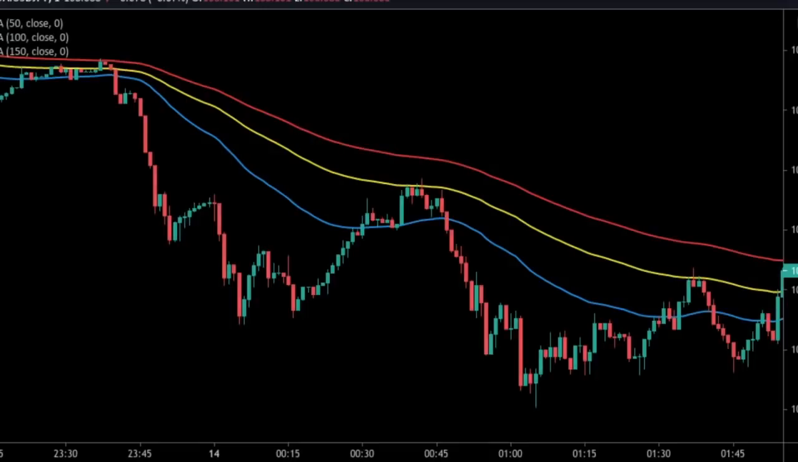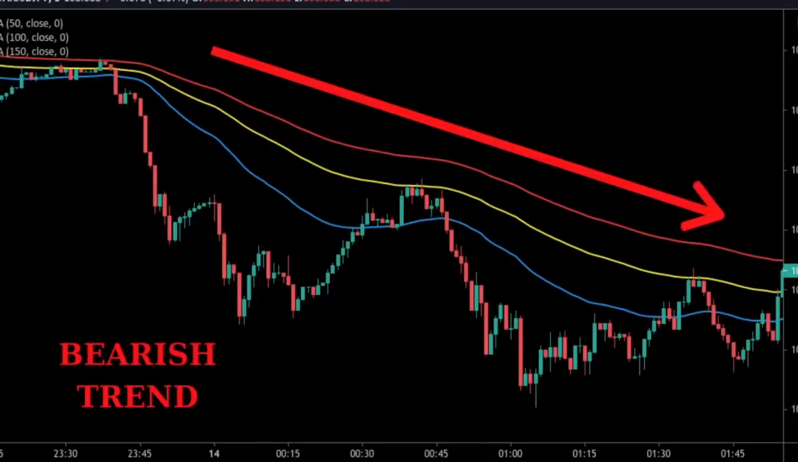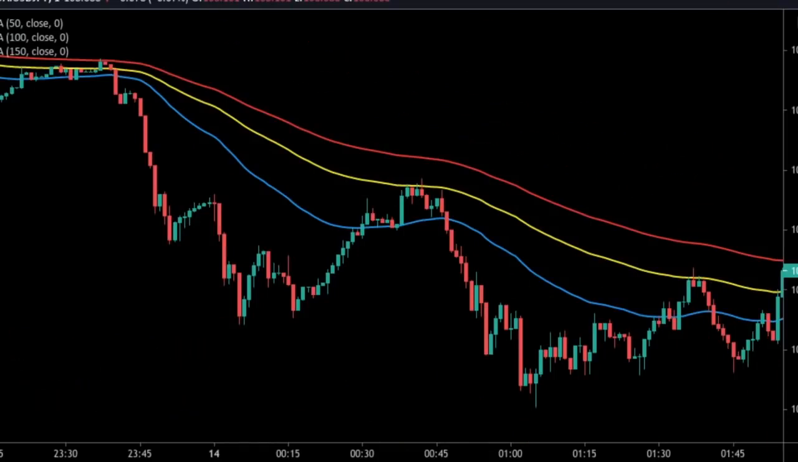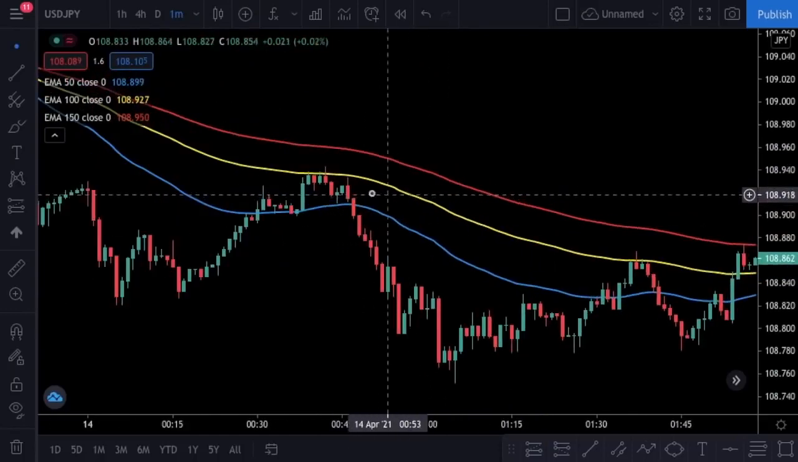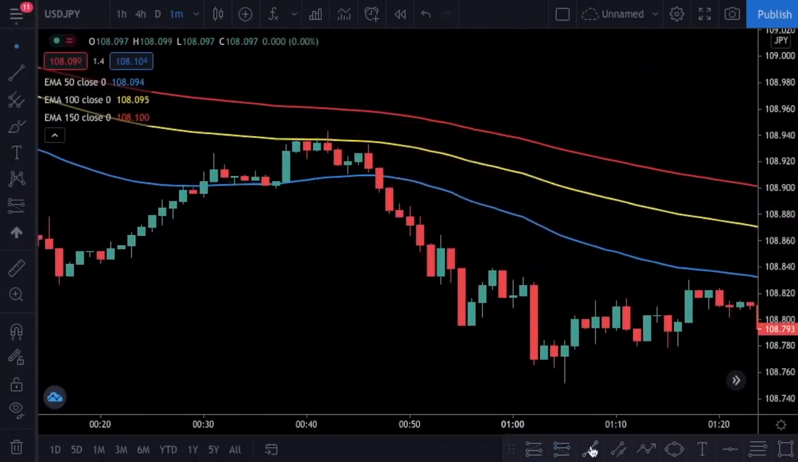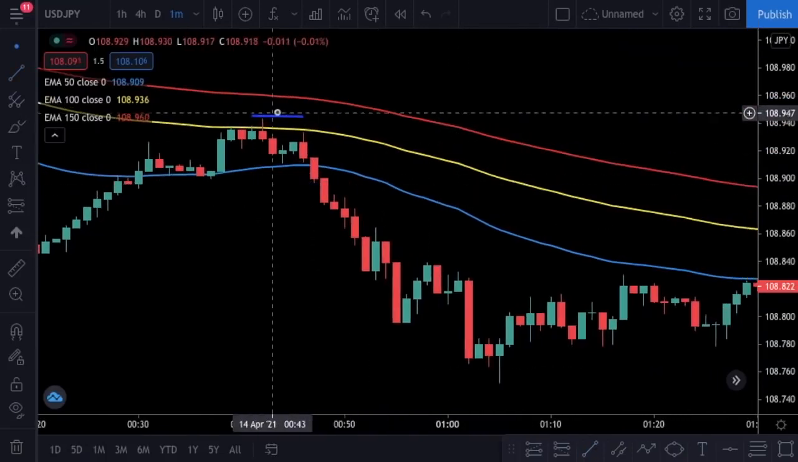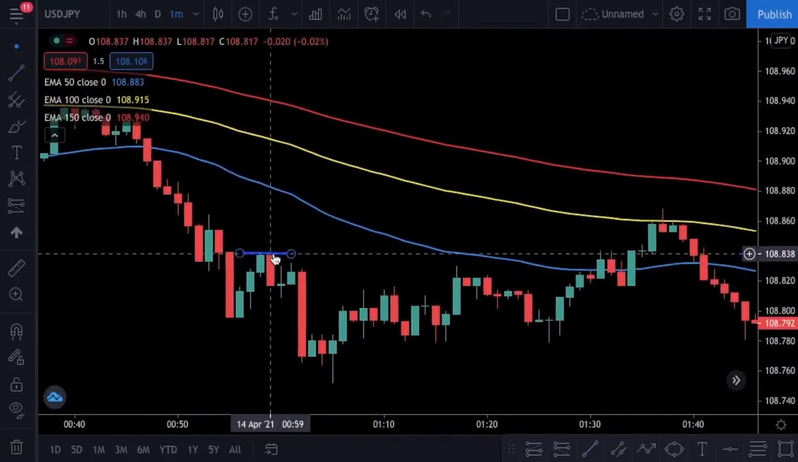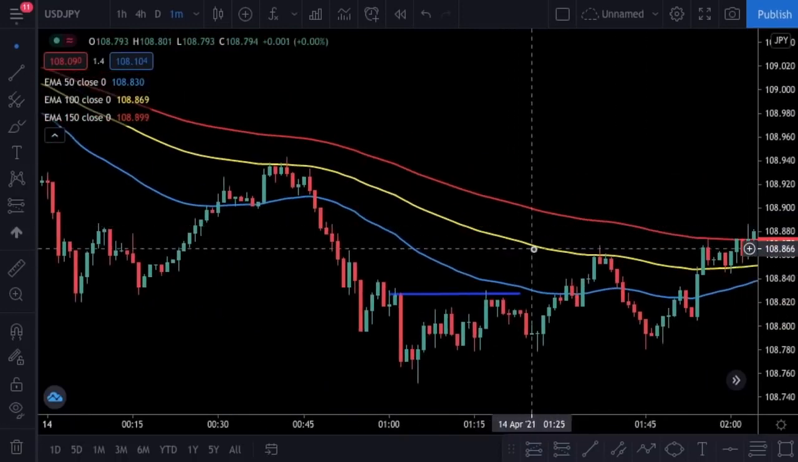Let's move on with a short setup. In this setup, there is a clear bearish trend. And the lines are not close to each other. So, we will wait for a candle to break above the 50 EMA, and test the 100 moving average. Here, you can see a perfect entry. You can go short at the first candle that opens below the 50 EMA, and similar to our last entry, you can move your stop loss when the price moves in your favor.